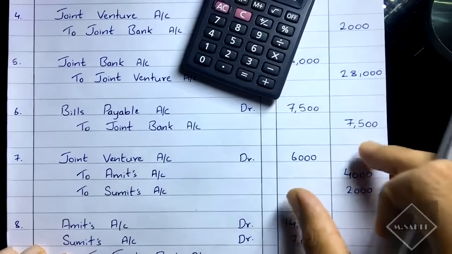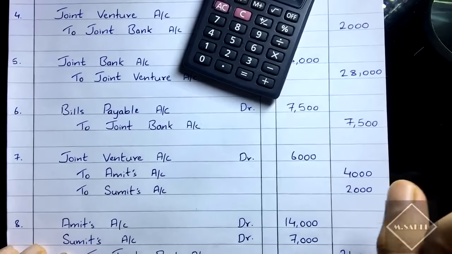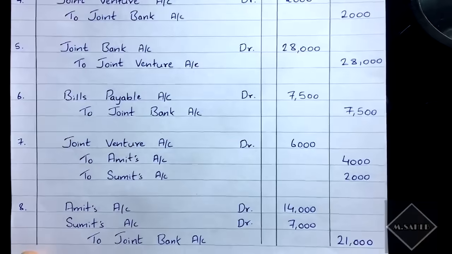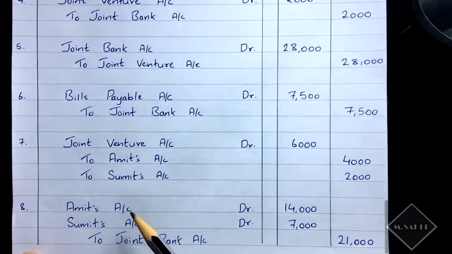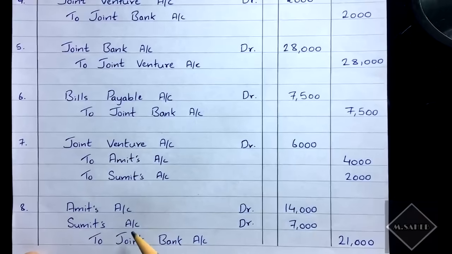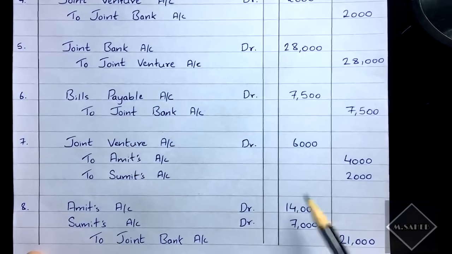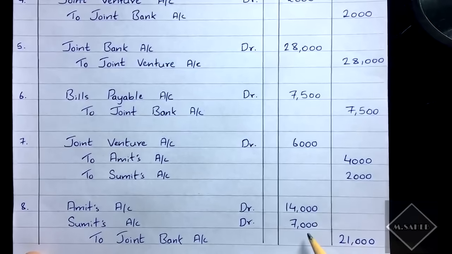So this is how you pass the profit entry of joint venture. And then after the profit entry, now we have to find out the balance in the co-venturers' account, Amit's account and Sumit's account. Now I have already taken 14,000 and 7,000 over here. But how did I do that? How did I get 14,000 and 7,000 balance?